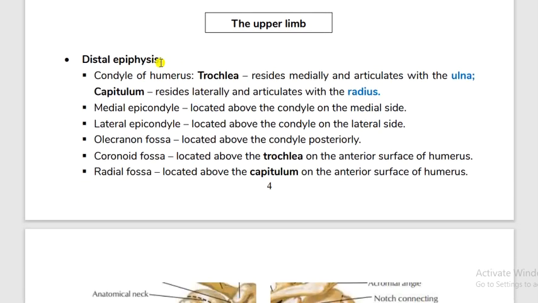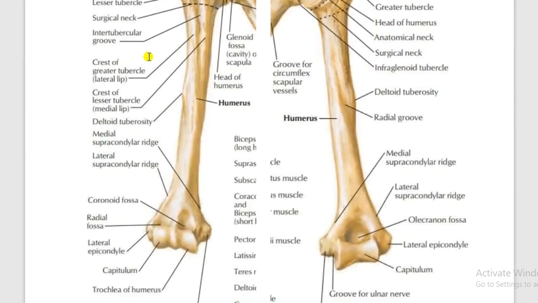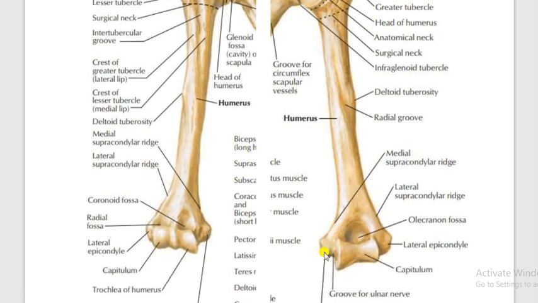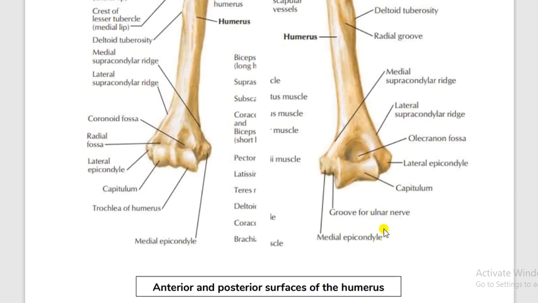And now we come to the distal epiphysis. First of all, this is the body, also known as the diaphysis. Here is the proximal epiphysis, which we just finished talking about. Here is the distal epiphysis.